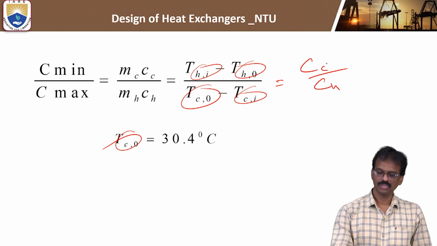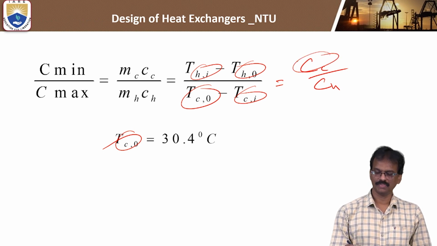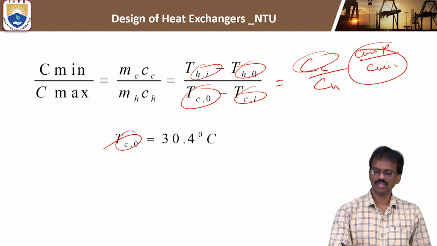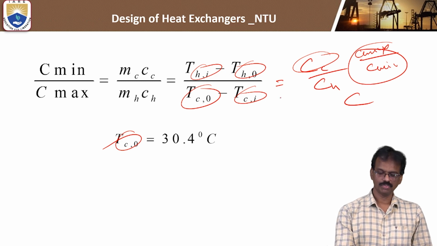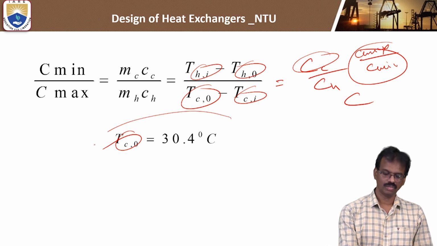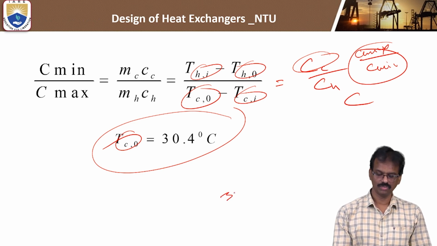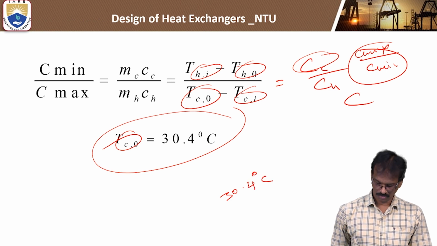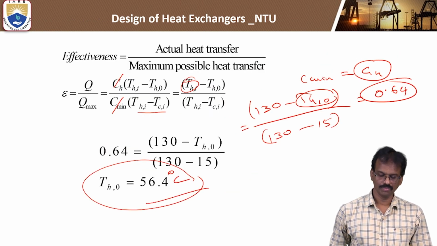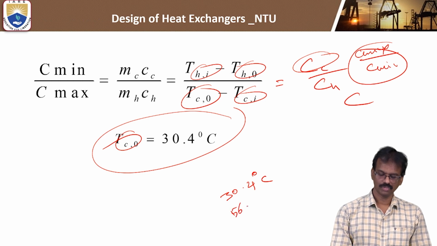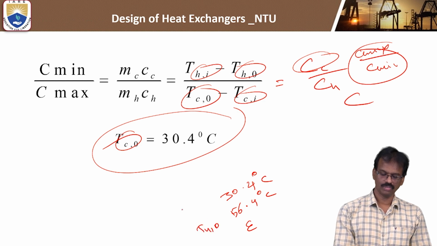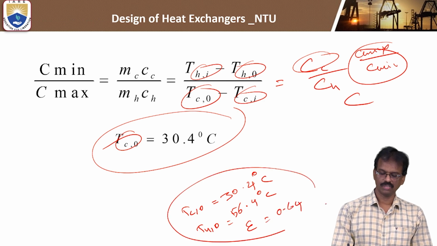You know that CC is the C maximum, CH is the C minimum, so you know the value of C. If you substitute the values, you will get the cold fluid outlet temperature. So the cold fluid outlet temperature is equal to 30.4 degrees Celsius. Hot fluid outlet temperature is equal to 56.4. Epsilon is equal to 0.64. So these are the result values.